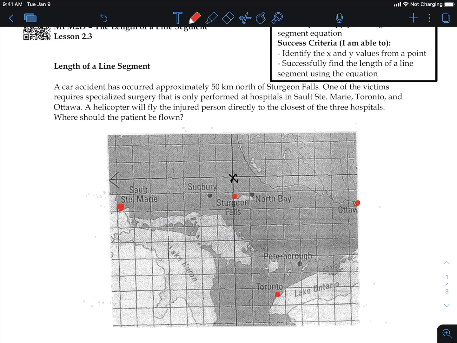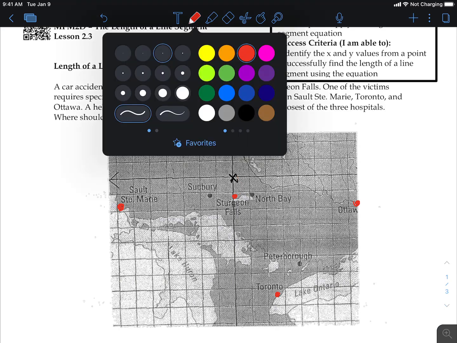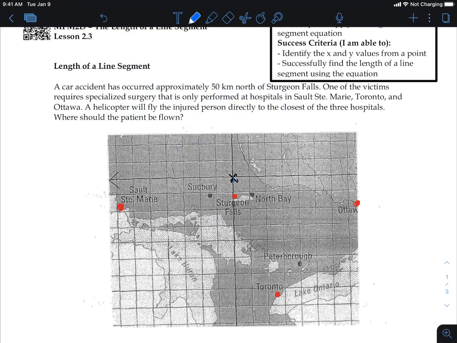So, here's what has to happen. We'll do Ottawa first. The helicopter obviously has to fly from the X to Ottawa directly. It's not going to follow some weird path. It's going to take the direct line. To figure out how long that line is, you could draw a triangle. And then that X piece is going to be approximately 50 kilometers.